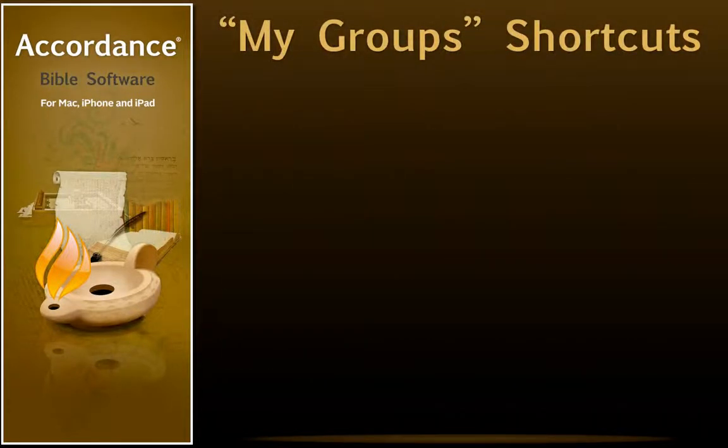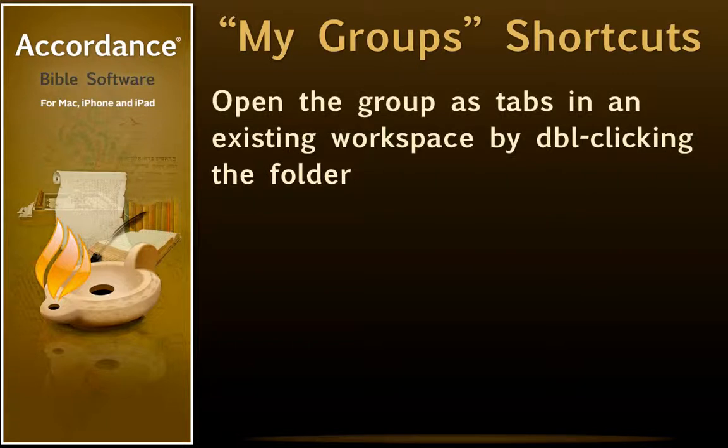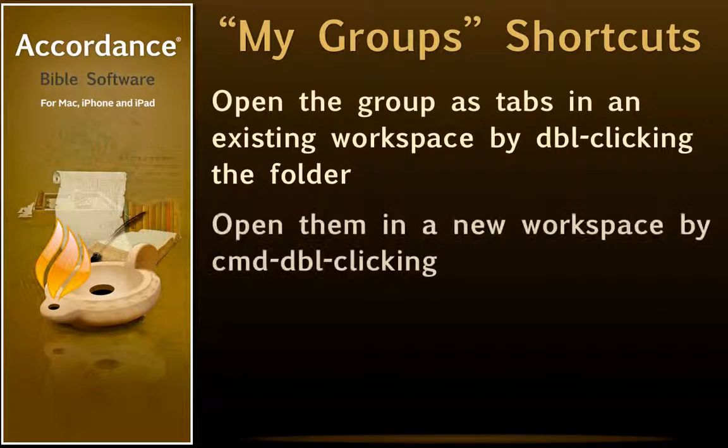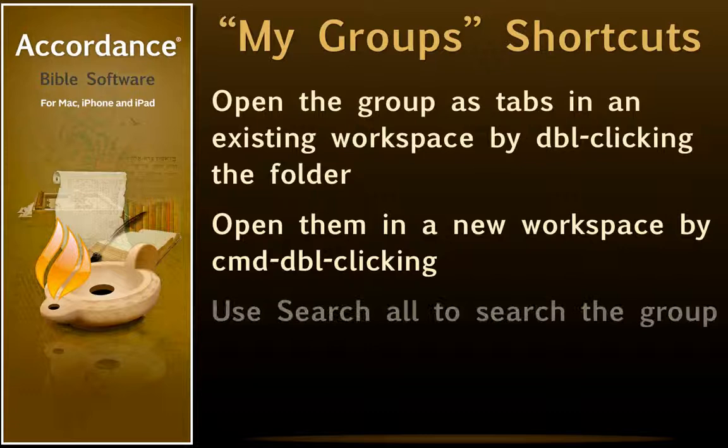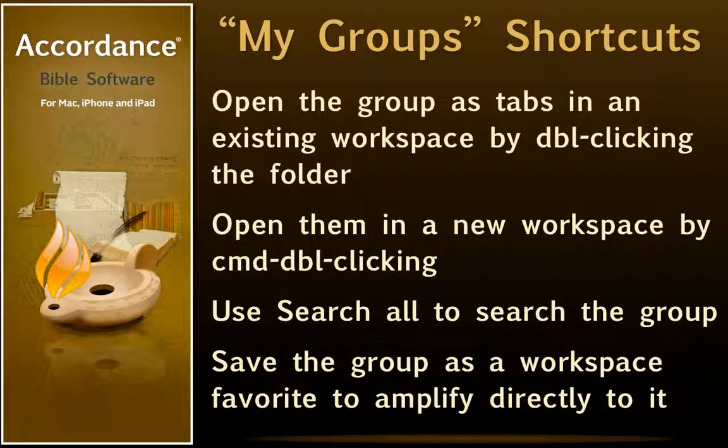Once we've assembled our collection of My Groups, Accordance has a number of shortcuts we can use to access them. We can open the group as tabs in an existing workspace by double-clicking the folder in the library window, or open them in a new workspace by Command double-clicking. We can use Search All to search the group directly, or even save the group as a workspace favorite in order to amplify directly to it.